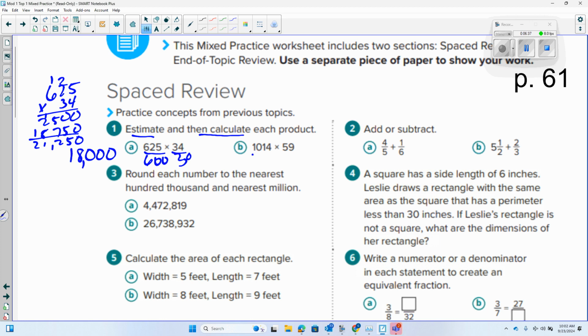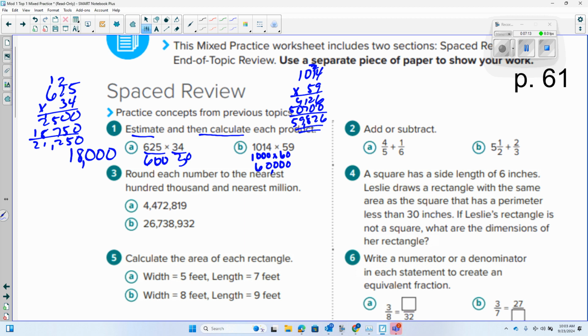Next one, 1,000 times 60. So 6 times 1 is 6, and I've got 4 zeros. This will be somewhere around 60,000. 1,014 times 59 gives me 59,826. Is that close to 60,000? That's really close. That was actually a really good one.